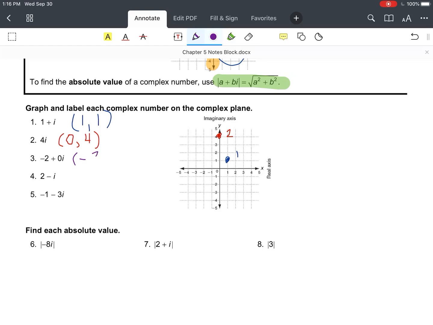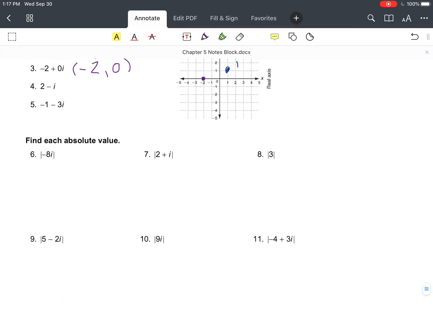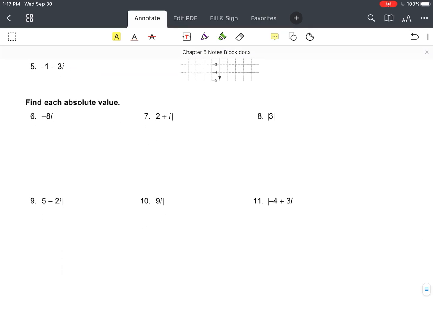For number 3, I don't have an imaginary part. So my real part's negative 2. My imaginary part's 0, so I'm just going to graph negative 2. So you can pause the video and try numbers 4 and 5. Again, your real part will be your x-axis, your imaginary part will be your y.